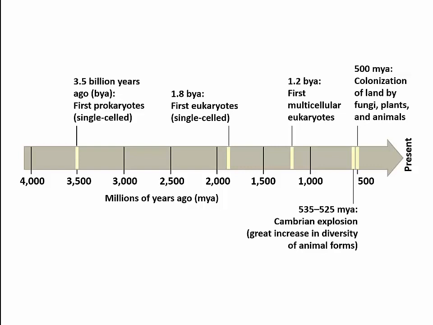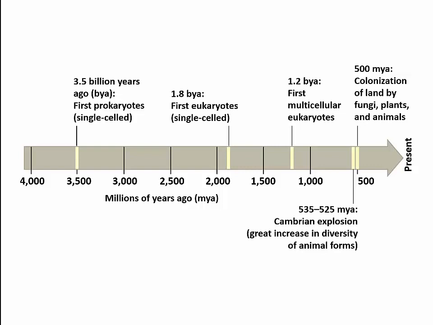So it took a long time, almost 2 billion years for the eukaryotes to evolve after the prokaryotes had evolved. And then once the eukaryotes were evolved, it only took another 1.2 billion years before the first multicellular eukaryotes showed up. So not that long as compared to the first period. And then 500,000 years ago, there was colonization of land by plants, animals, and so on.